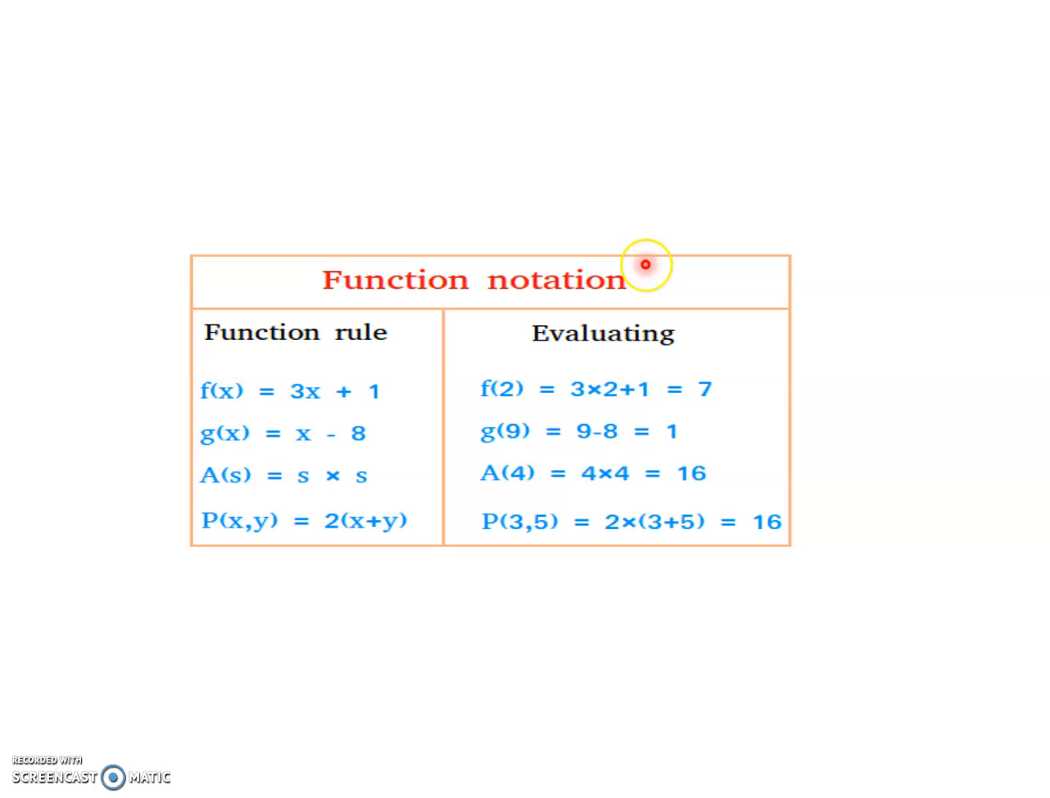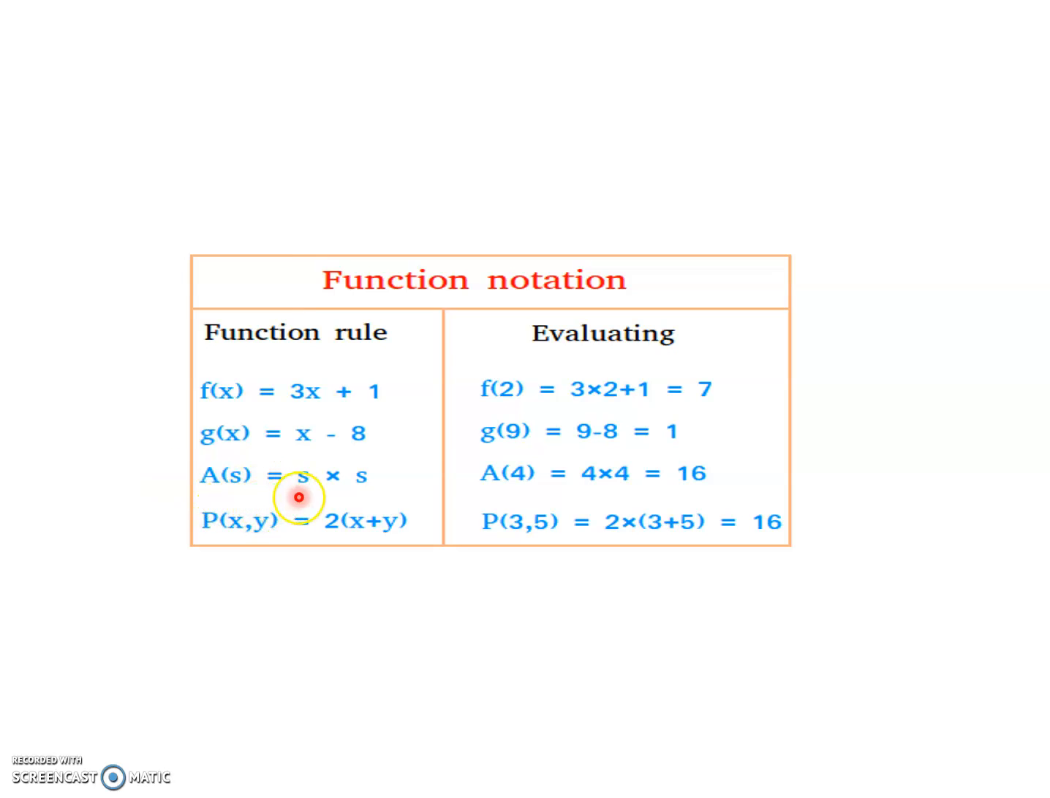Now, evaluating function notation. The function rule is f of x is equal to 3x plus 1. If we have to find f of 2, that is 3 into 2 plus 1, which is 7. Next, g of x is equal to x minus 8. Instead of x we put 9, so 9 minus 8 is 1.